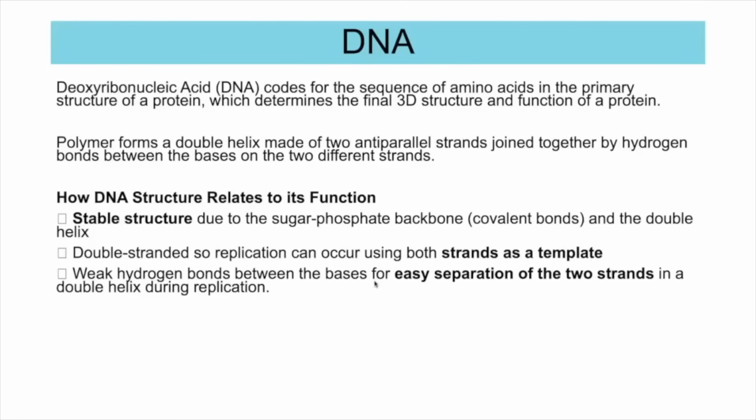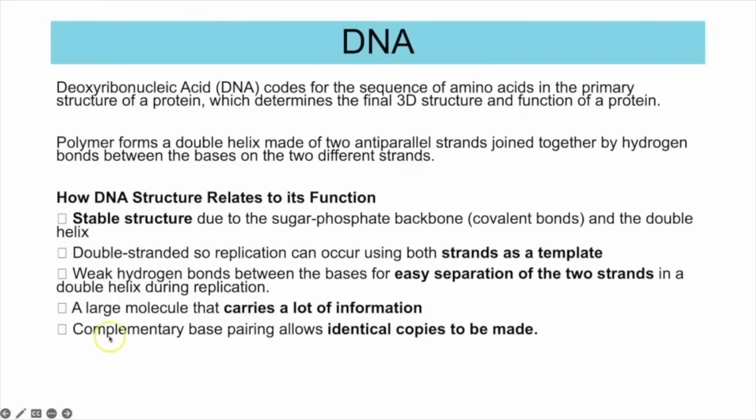The fact that there are weak hydrogen bonds between the complementary bases is an advantage for DNA replication as well, because it means that very little energy is required to break those bonds, separate the two strands, and therefore have those two strands acting as a template. It's also a large molecule, and that means it can carry a lot of information. Finally, the complementary base pairing between adenine and thymine and guanine and cytosine means that identical copies can be created when DNA is replicated.